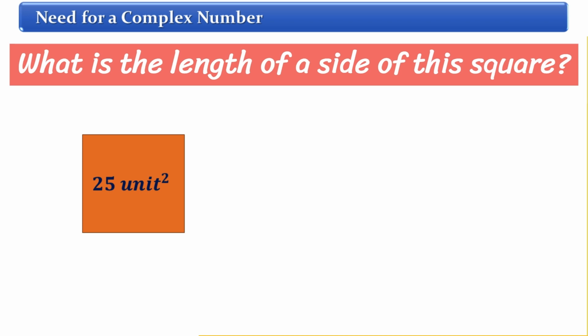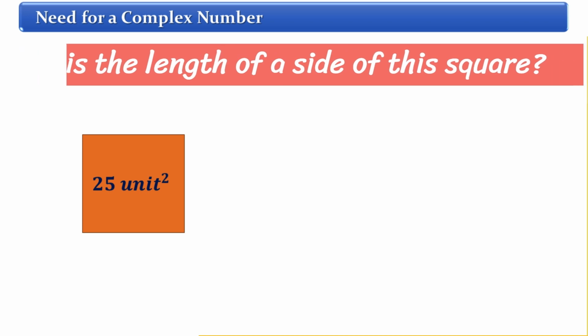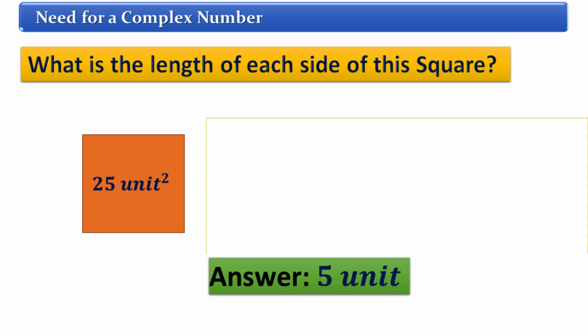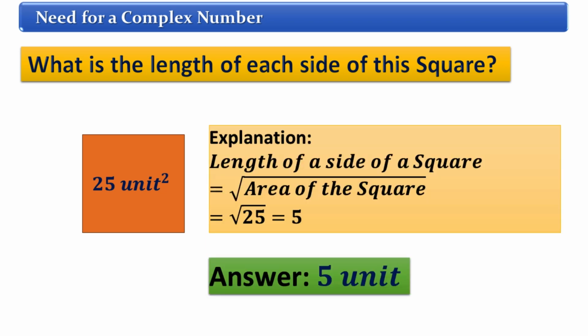What is the length of a side of this square having 25 unit square as the area? The answer is 5 unit. Again, here we have used the formula that the length of a side of a square is equal to the square root of the area.